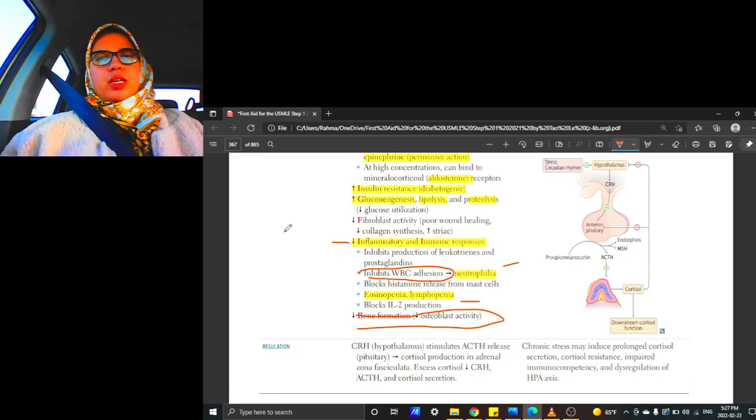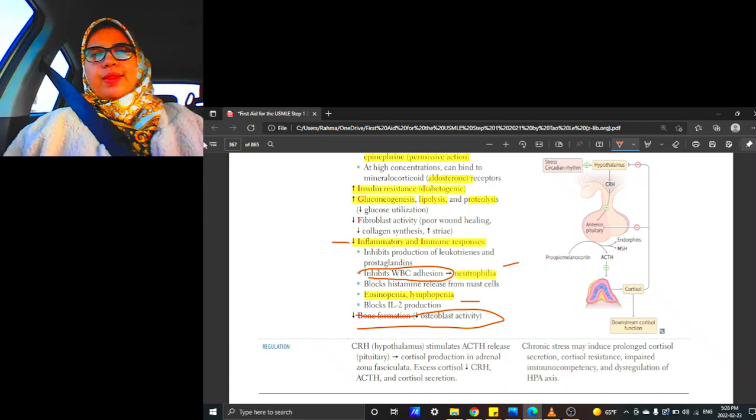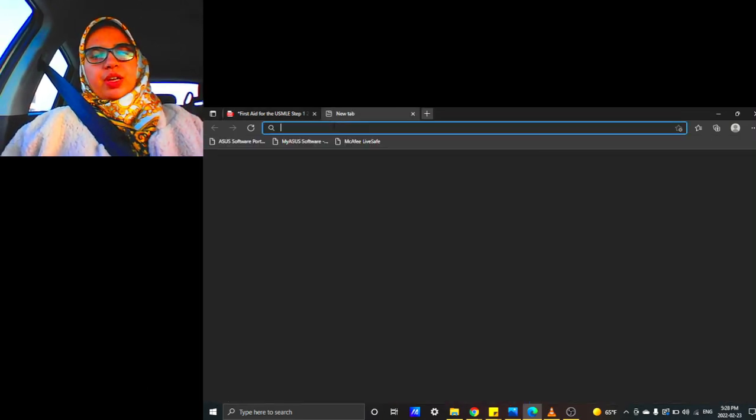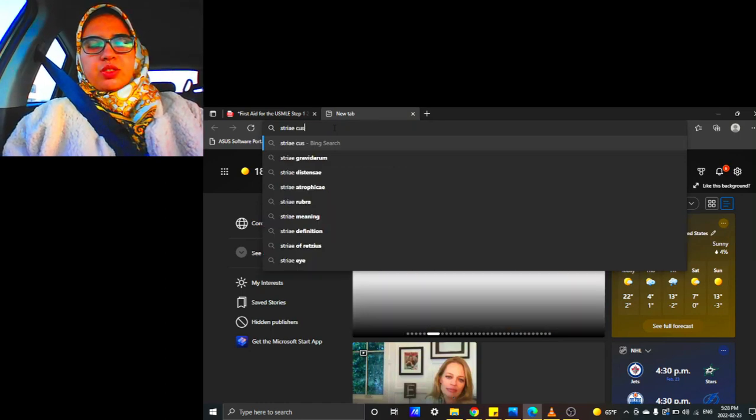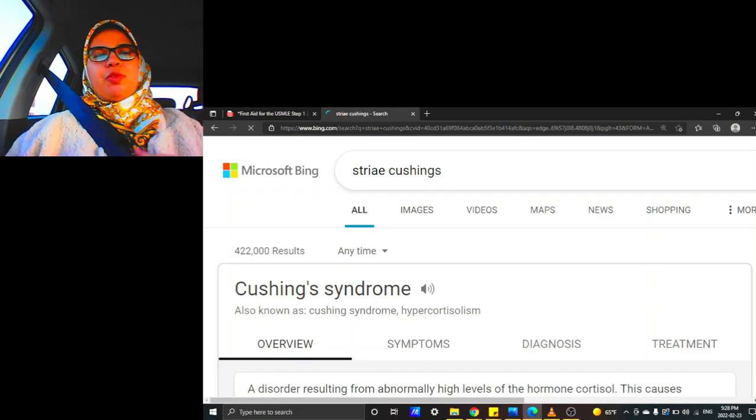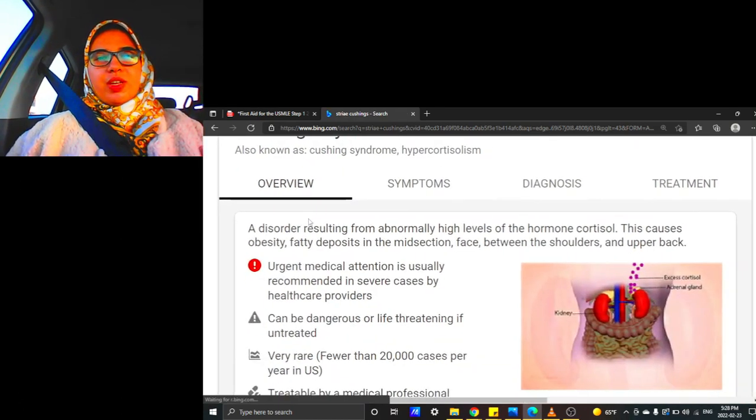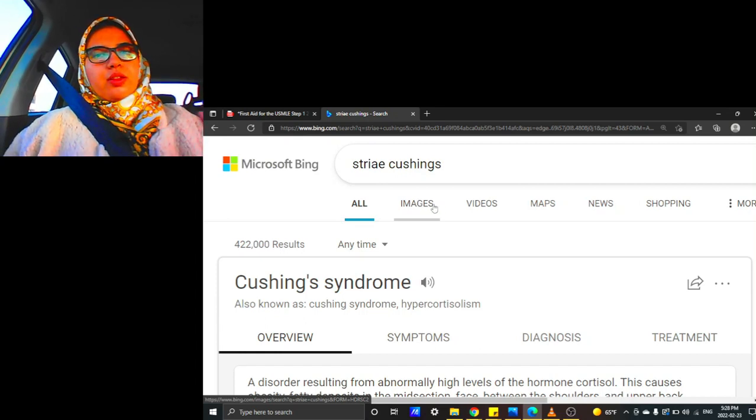Remember, in somebody who has Cushing's, you have a lot of cortisol, and one of the key features is the stria that builds up on the abdomen, and hopefully I can find a picture here. So, stria of Cushing's, because it's so distinct. Remember, don't always rely on words. It will help you to remember pictures, right?